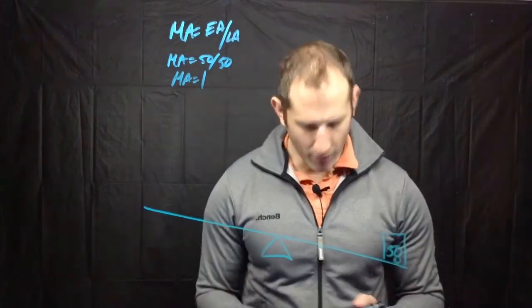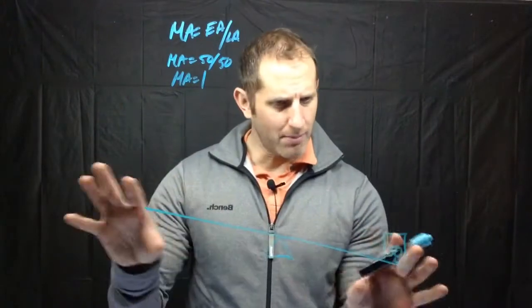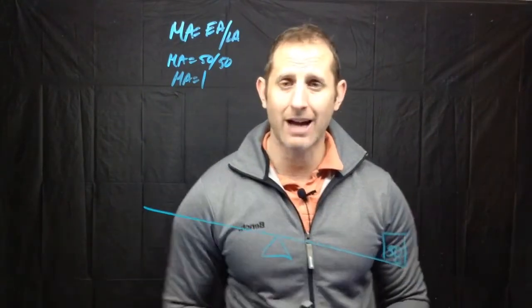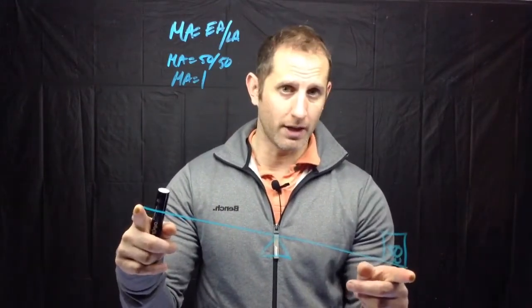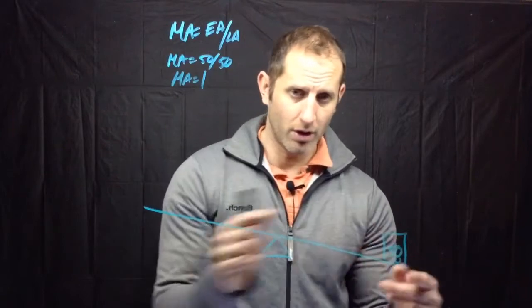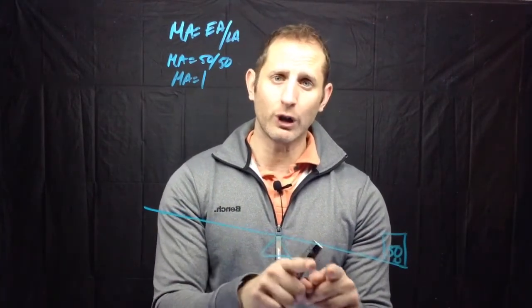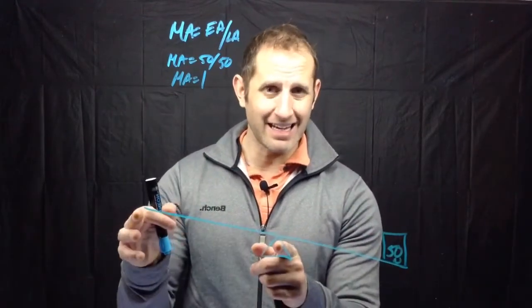Now, is there any way that we can manipulate this first-class lever in order to make it easier? Well, there is, actually. We know we can't do anything with the overall length of the board because I can't extend the board. But what I can do is move the fulcrum. And if I move the fulcrum closer to the load, then technically I'm extending one of the arms.